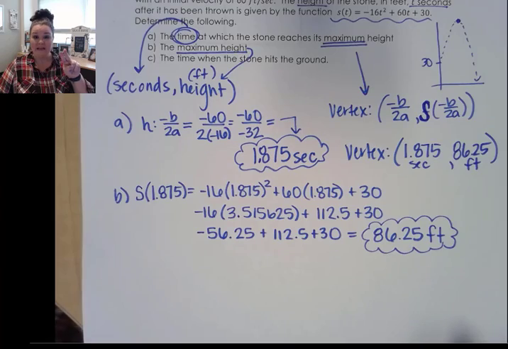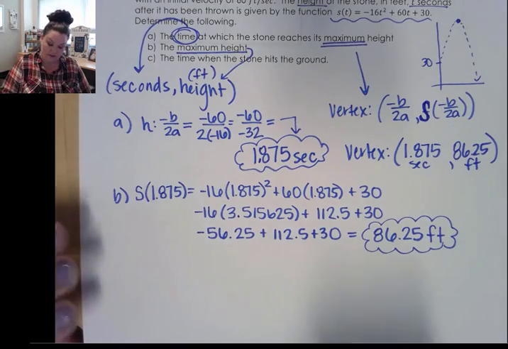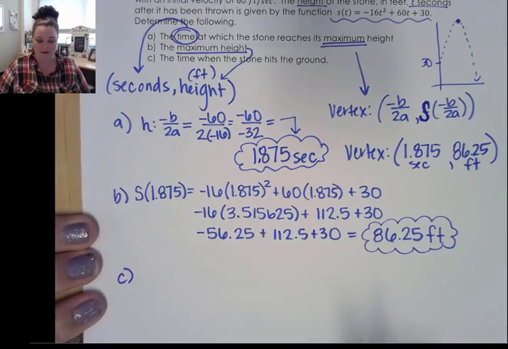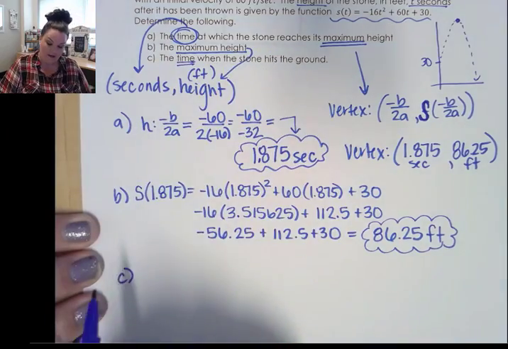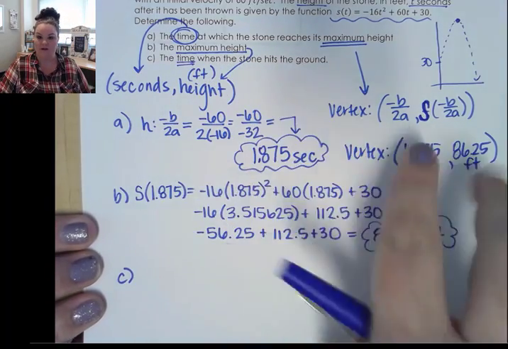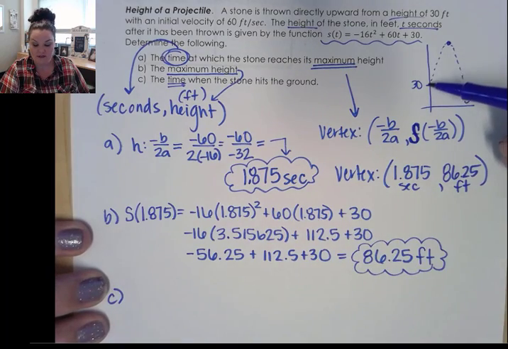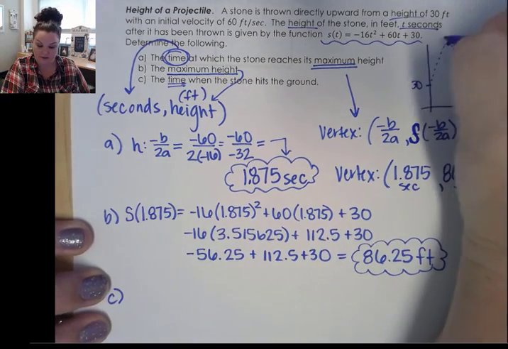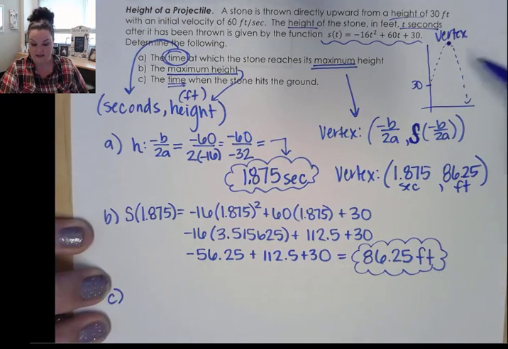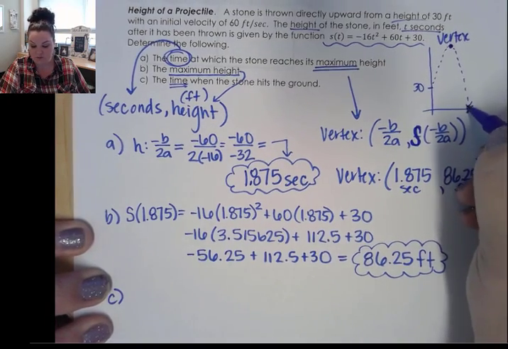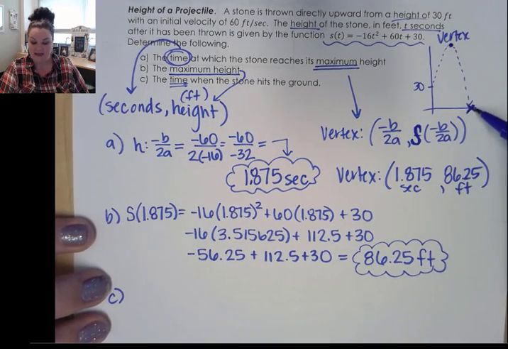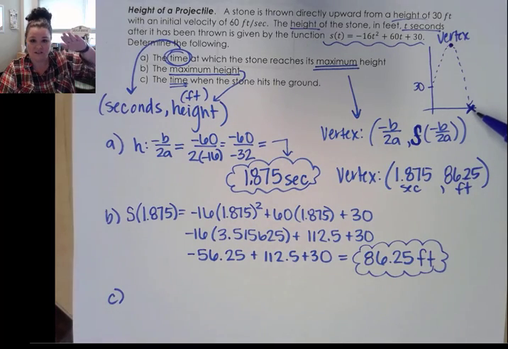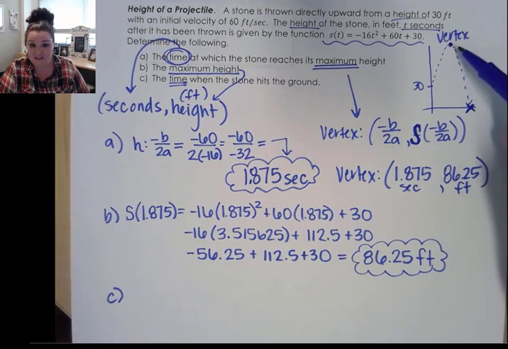Okay, so A and B were both related to that vertex point. But notice if I look at part C, it says we want to find the time when the stone hits the ground. Now, if I look at my little picture that I've drawn, I throw this stone up, it hits its maximum point up here, which is my vertex point, and then it comes down. Where it hits the ground is going to be somewhere over here, right? So if I think about this on an XY axis, this is like the x-intercept, right? Where it's going to come down and just hit the ground at a height of 0. So that has absolutely nothing to do with my vertex.